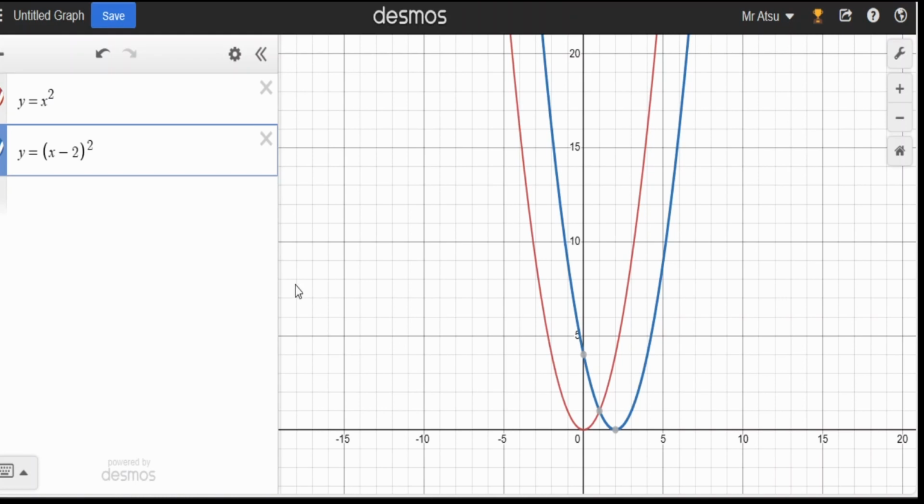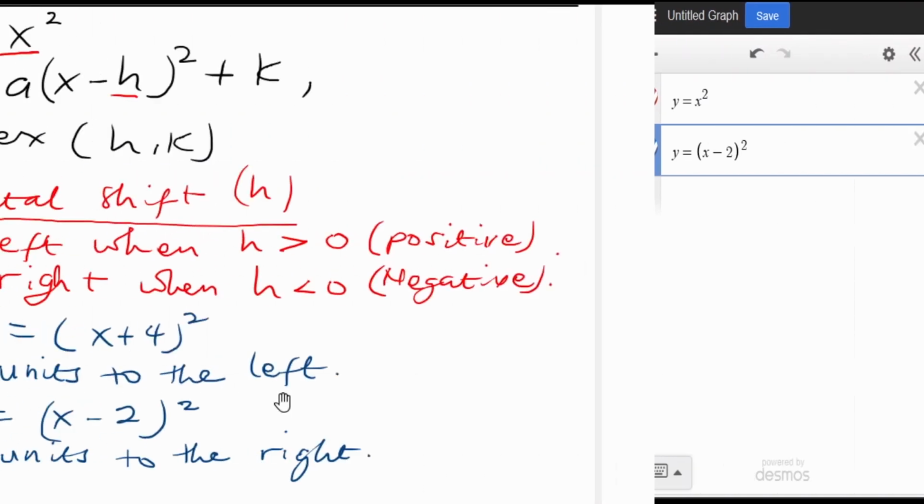Any number in the parentheses tells the direction based on whether it is minus or plus. That tells us the direction and how many jumps it has moved. So all horizontal movements are in the parentheses. Let's now go check out the vertical shift.